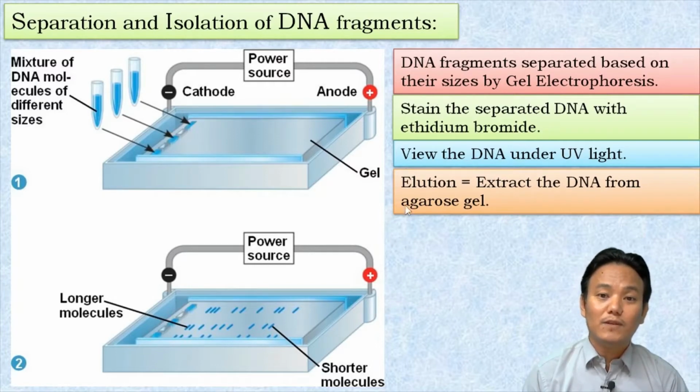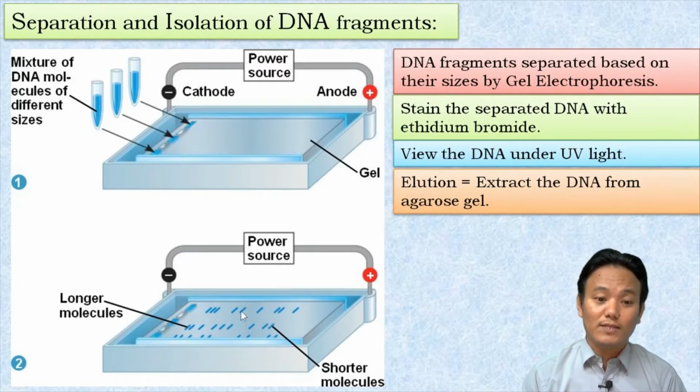So these steps are important. First, we have to separate the DNA fragments by using gel electrophoresis. After that, we stain the DNA and view it under UV light. And after that, we extract the DNA from the agarose gel. So let's say if this particular band contains our gene of interest, we can cut out the agarose gel and extract the DNA from it. The process is called elution. So this you have to remember in recombinant DNA technology. In creating recombinant DNA, we have to use separation and isolation techniques of DNA fragments.